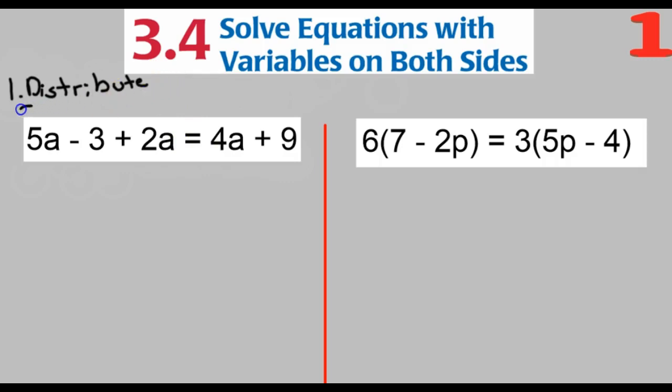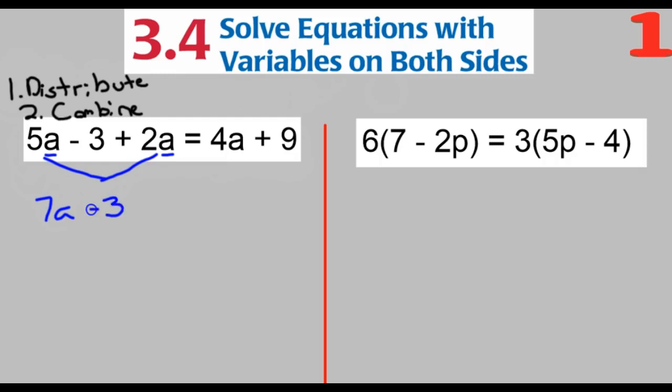The second step is to combine. So I'm looking for the same letters. Well, I see an A here and an A here, so I can combine these two. I can only combine on one side of the equal sign. If I have more on the other side, I can combine those too. But for right now, I only have 5A plus 2A, which gives me 7A.